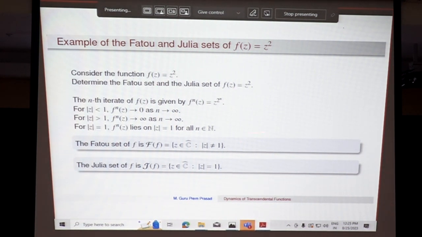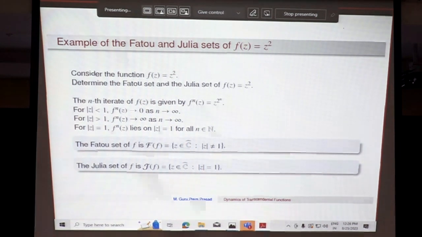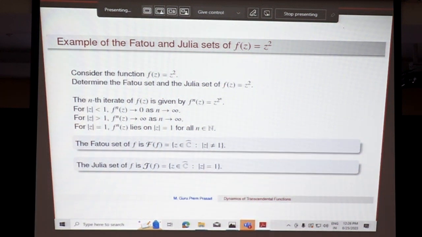The Fatou set is the union of two domains, |z| < 1 and |z| > 1, and the Julia set is |z| = 1. But even with a small perturbation, if you take z^2 + c, then the Fatou set and Julia set become much more important. In the simple case, you can easily find the Fatou set and Julia set. But if you take a function like z^2 plus some constant, then determining the Fatou set and Julia set becomes highly complicated.